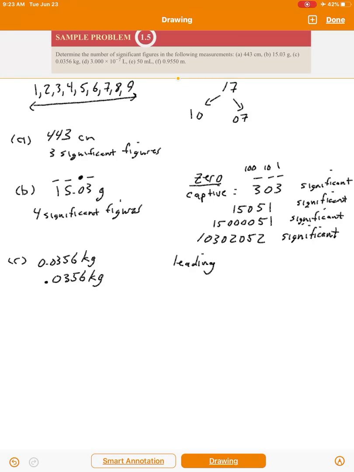So this is what's called a leading 0. Leading zeros such as 0.021 or 0.13 are not significant. Ever. Leading zeros are never considered significant. So for this one, the 3 is significant. That's between 1 and 9. The 5 is and the 6 is, but the 0 is not. So 3 significant figures.